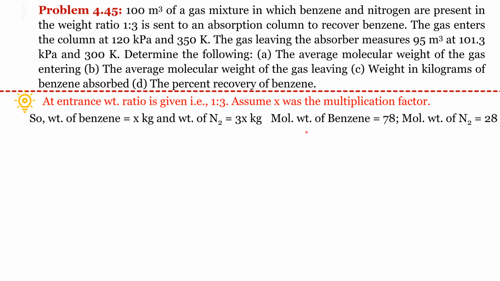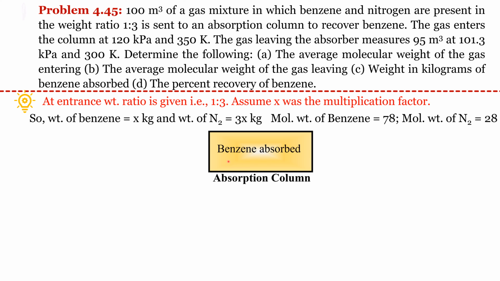And we can also write the molecular weight of benzene and nitrogen. So using molecular weight, we can convert this weight of benzene and nitrogen to their respective moles. So in the absorption column, it is given that benzene is getting absorbed, and at entrance there is a mixture of benzene and N2 which is entering at particular conditions.